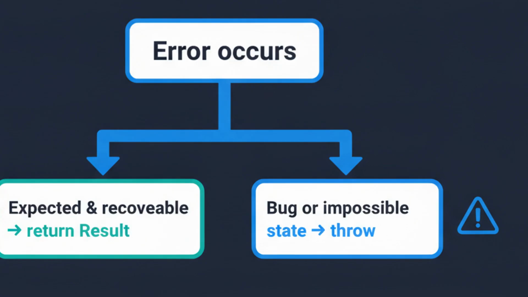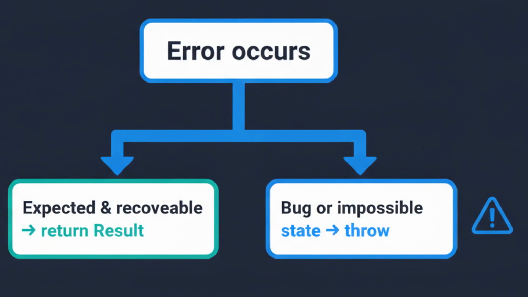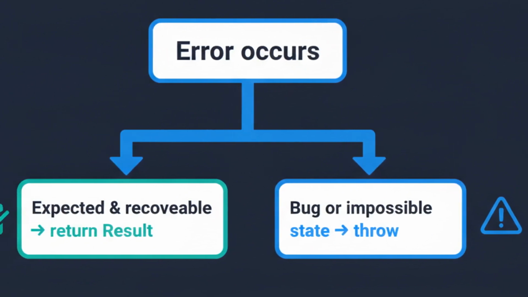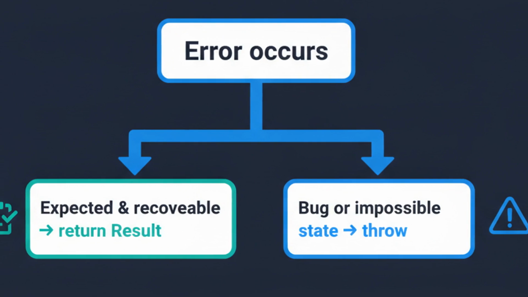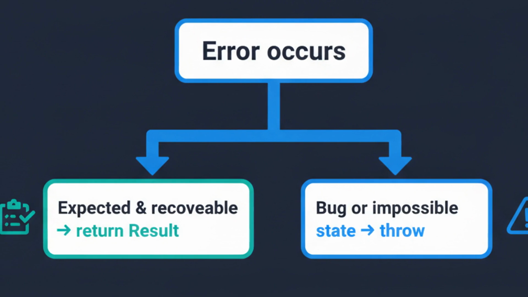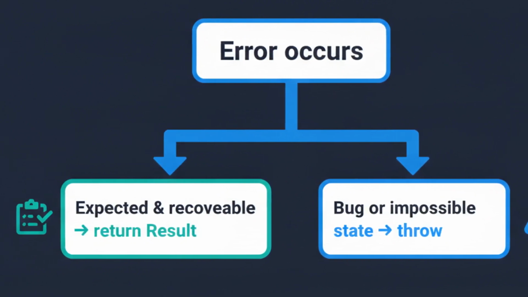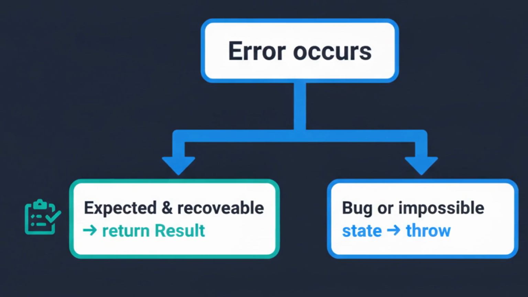Results aren't a religion. Some errors are genuinely unrecoverable. A misconfigured environment variable, a failed assertion, a programmer mistake. For those, throwing is correct because there's no sensible value to return. The rule of thumb: use Result for expected recoverable failures the caller should handle. Use throw for bugs and impossible states. Mixing both deliberately is good engineering.